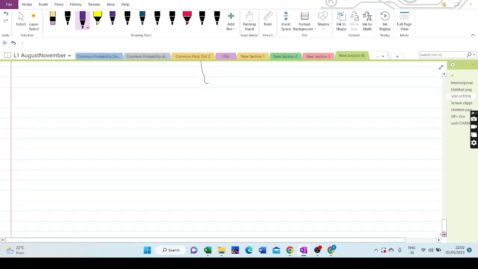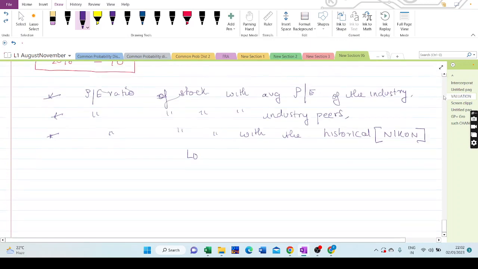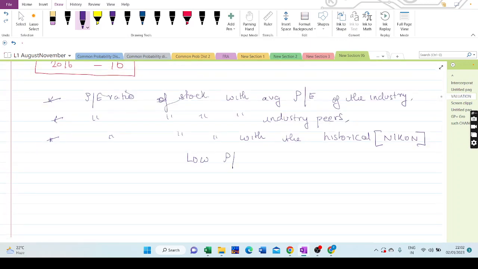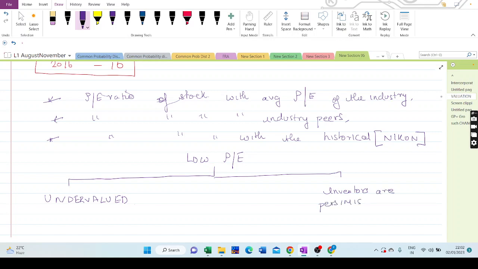Okay, so now please make this chart. See, a low PE can mean that the stock is undervalued, or it could mean that investors are pessimistic about the company's future earnings. So it could mean either of the two things.